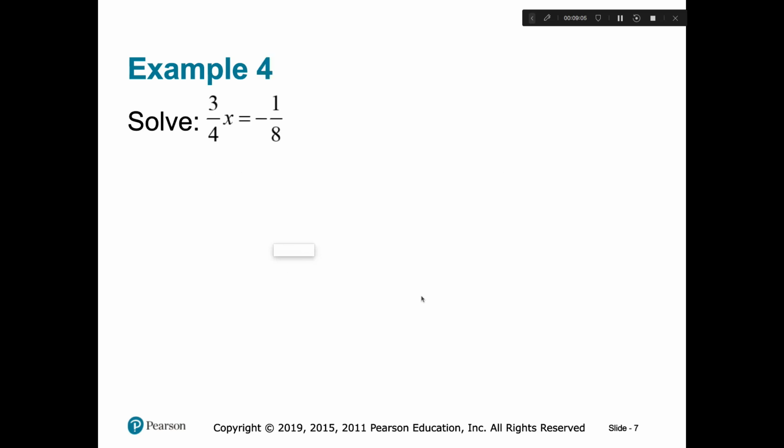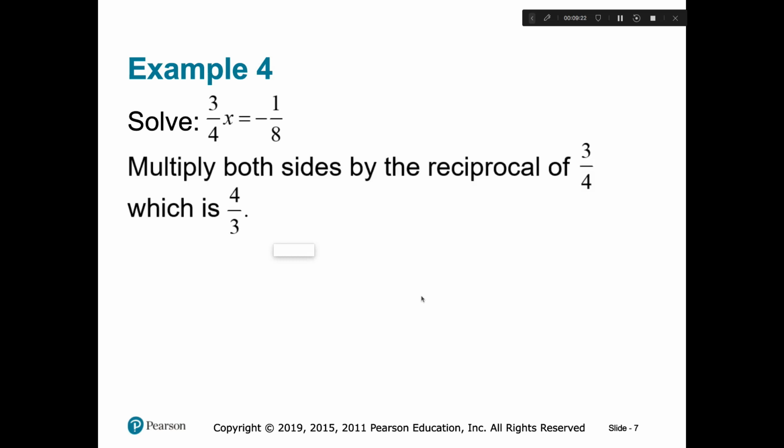Example 4 says we have 3/4 x equals a negative 1/8. 3/4 and x are multiplying, so we're going to divide. In order to divide, we flip and multiply. What's the reciprocal of 3/4? 4/3. So we're multiplying that times 4/3.